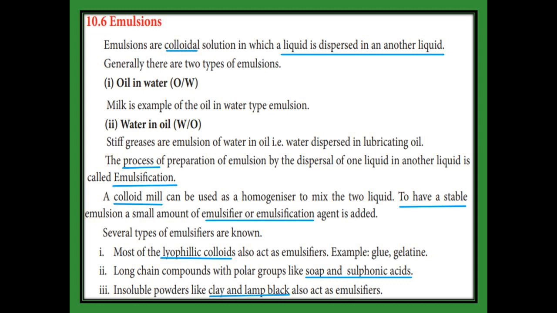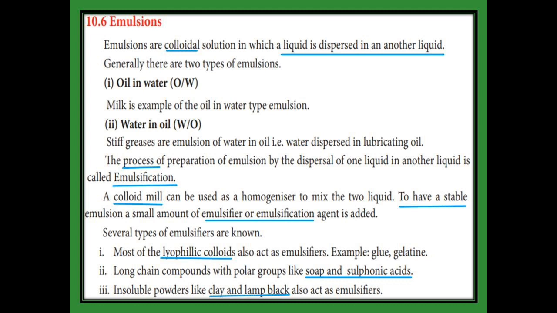So we have to stabilize the emulsion, which means we add some other substance for the stability of the emulsion. That substance is called an emulsifier or emulsifying agent. What substances are used to stabilize the emulsion? Several types are there. Here three types are given.